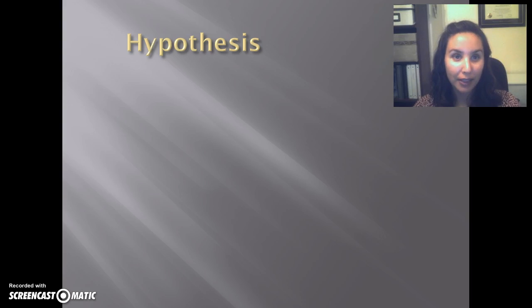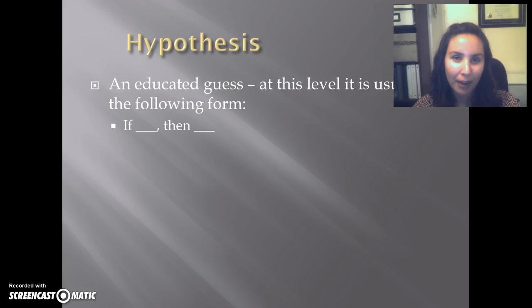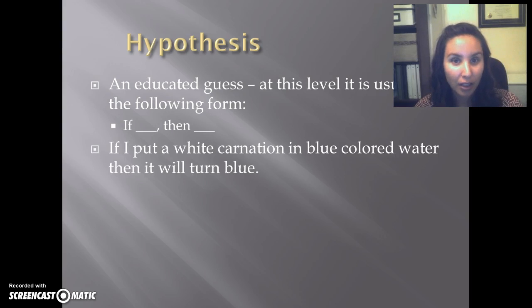From that and from our discovery science, we develop a hypothesis as we're doing actual experimental design. At this level, our hypothesis is going to be in the form of "if blank something happens, then I predict something else to happen." This is a prediction, and we can base our prediction off of our discovery science. We've had a little bit of interaction between flowers and colored water, and so our prediction, our hypothesis would be, if I put a white carnation in blue colored water, then it will turn blue.